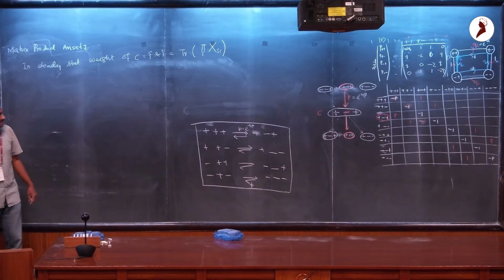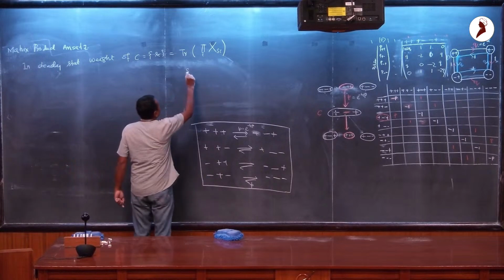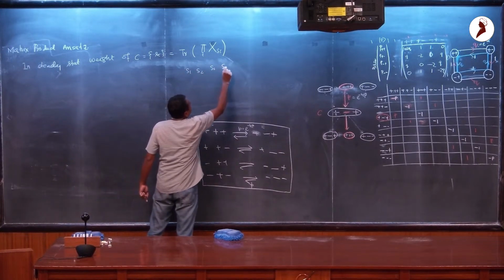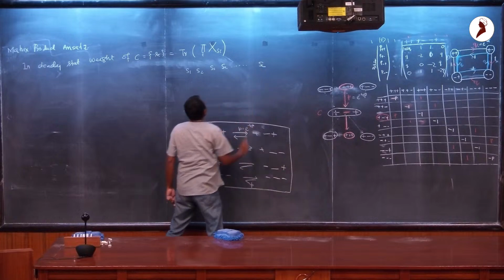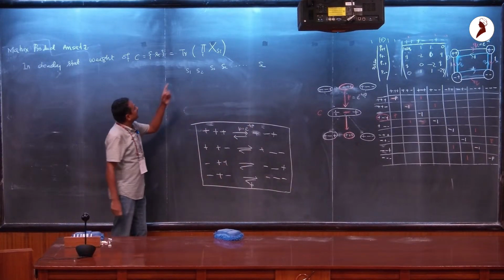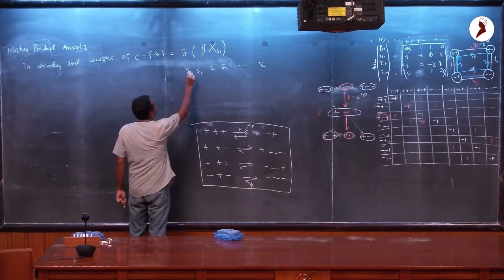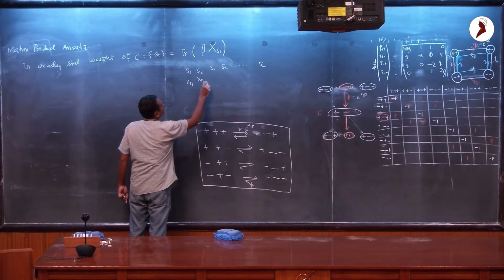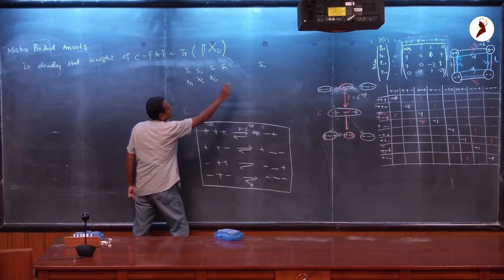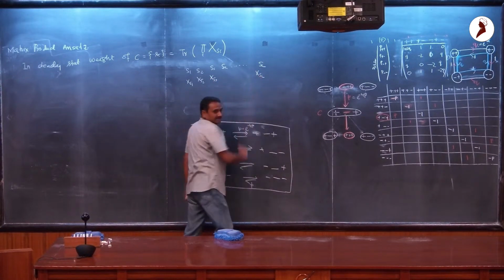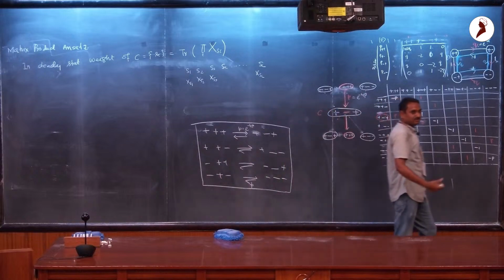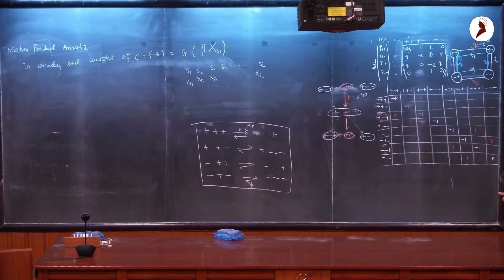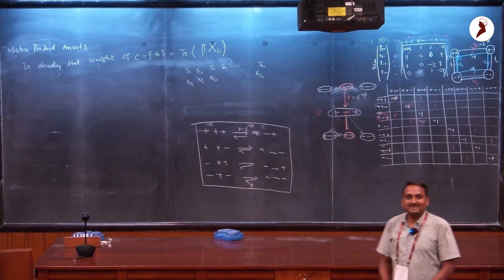So what does it mean? You have a configuration S1, S2, S3, S4 up to SL. For S1 I write a matrix X of S1, for S2 I write X of S2, here X of S3, like that, up to X of SL. So how many matrices are there all together? How many different types of matrices am I writing? L. What is the value of S1?